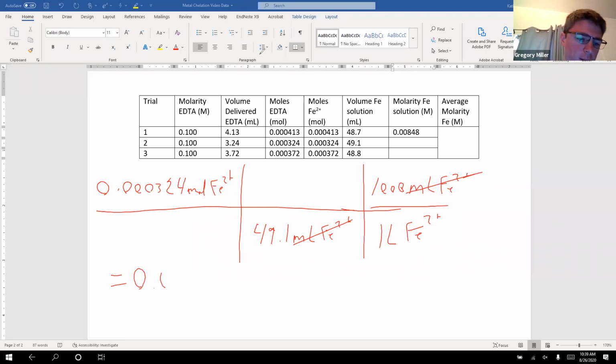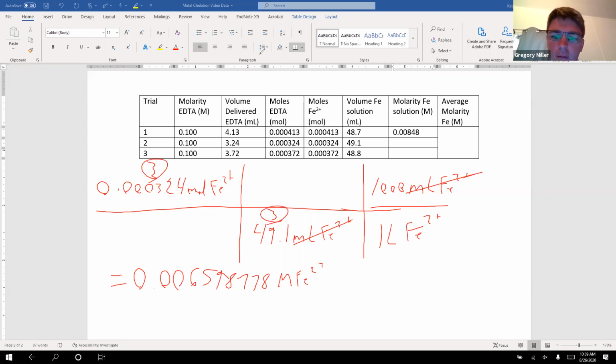And we get 0.006598778 molar iron 2. Again, still need 3 significant figures. Leading zeros don't count. 1, 2, 3. We're going to round here. This is going to round up. That's a 9, so the rounding gets a little strange, but nothing too bad. 0.00660 molar iron 2.